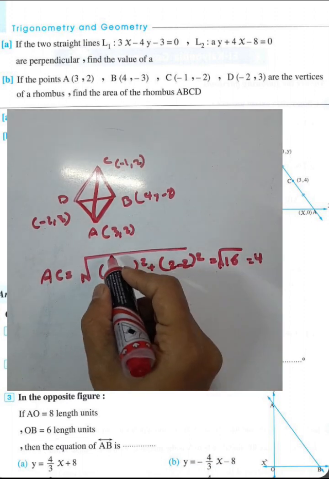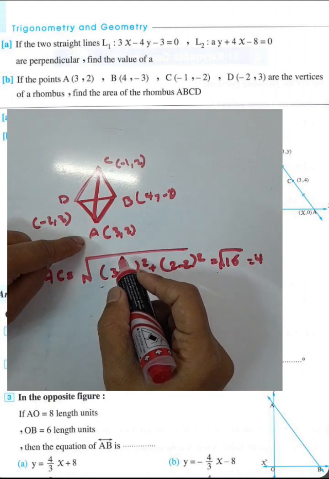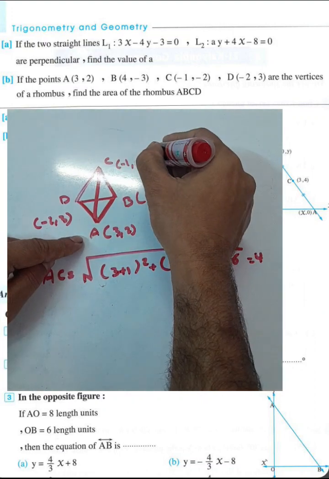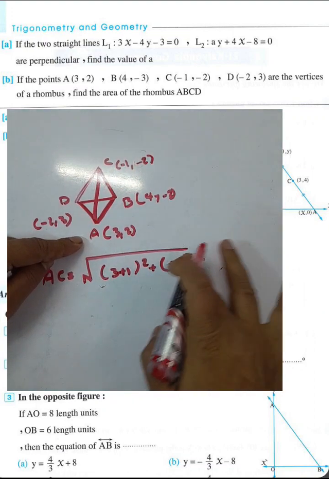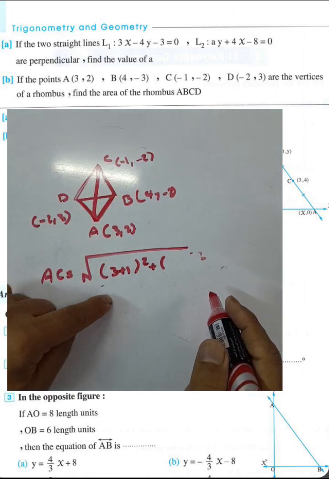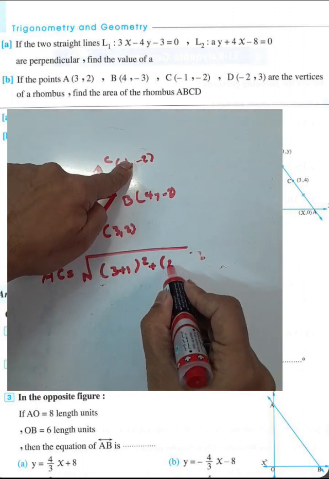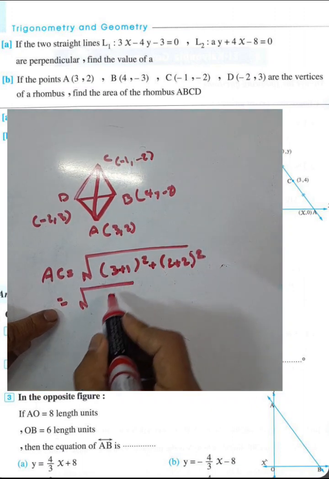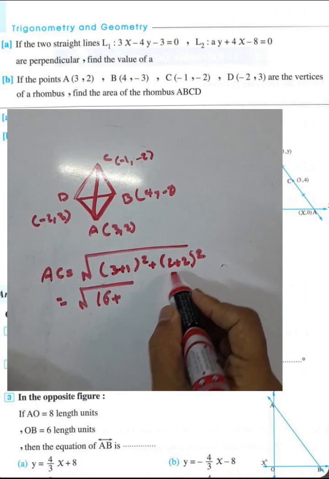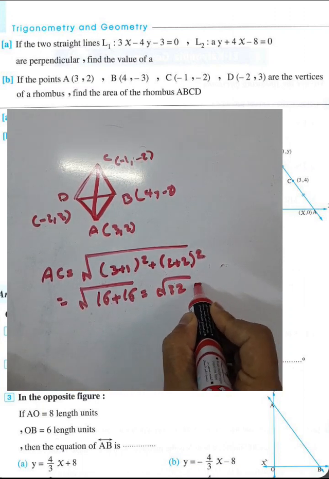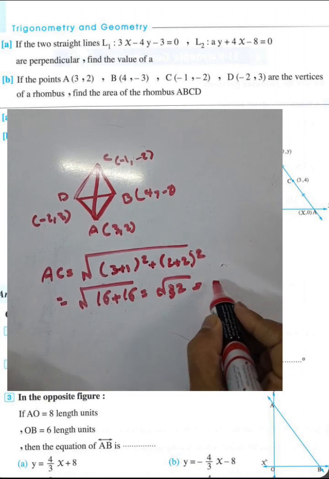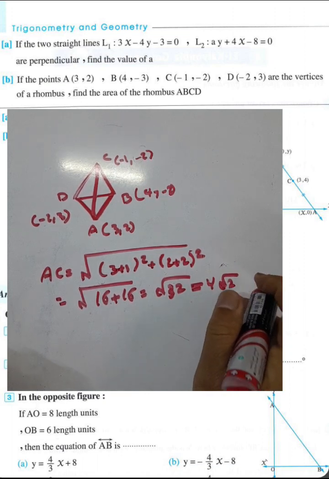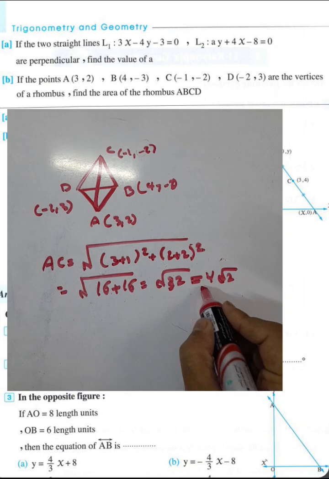We have here again A as 3 and 2, and B as 4 and -2, and C as -1 and 2. Then we can complete here: 3 minus -1 is 3 plus 1, power 2, and 2 minus -2 is 2 plus 2, all power 2. And then you can write the square root of 4 power 2, 16, plus 4 power 2, 16. The result will be the square root of 32. 32 equals 16 times 2. Square root of 16 equals 4, and the remainder 2 stays under the square root. The result will be 4 root 2 length units.